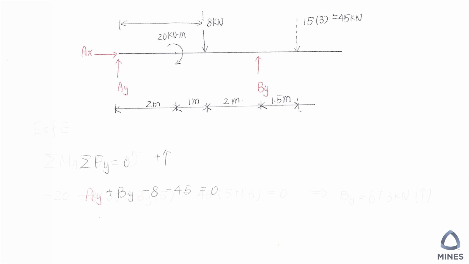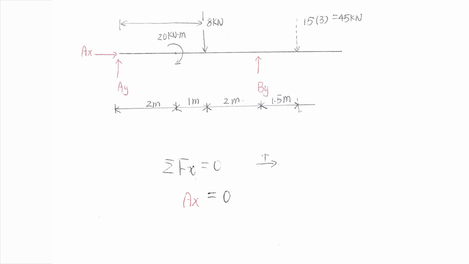So after you find BY, if we sum the forces in the Y direction, we should be able to find out what AY is. And we can also sum the forces in the X direction so that we can find out what AX is. For our case, there's no horizontal load, so AX will be 0.